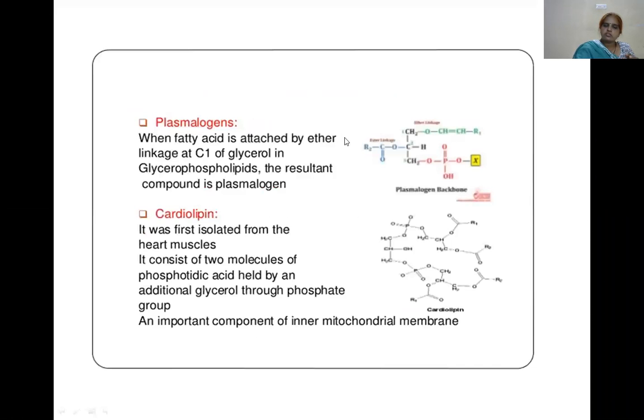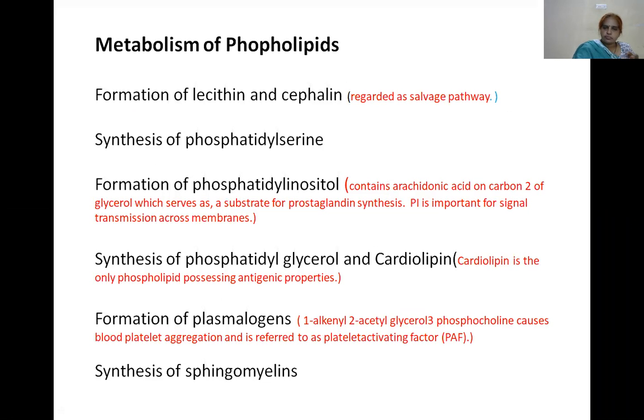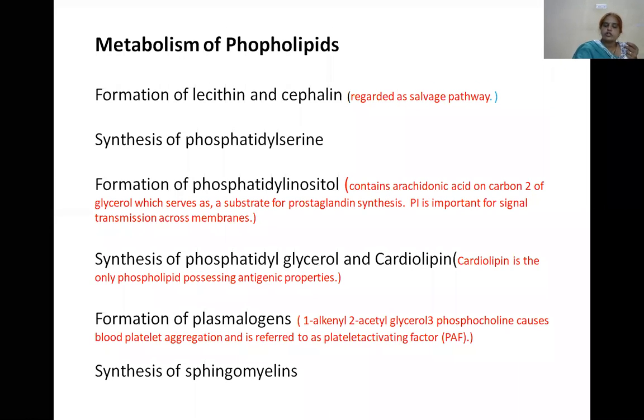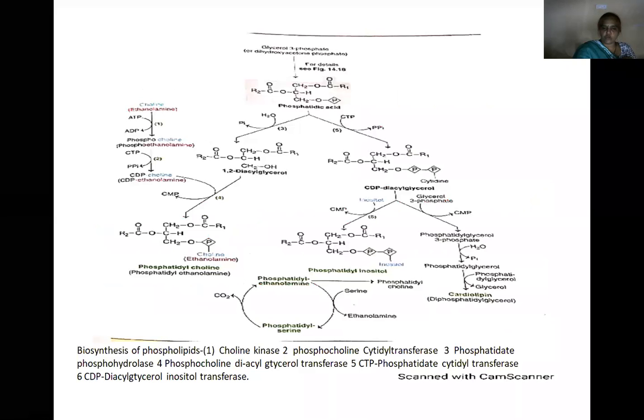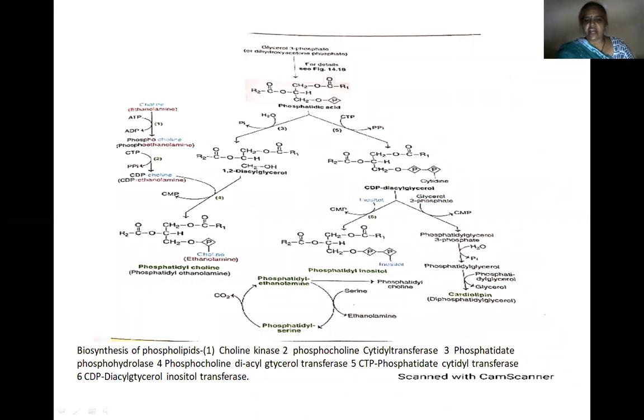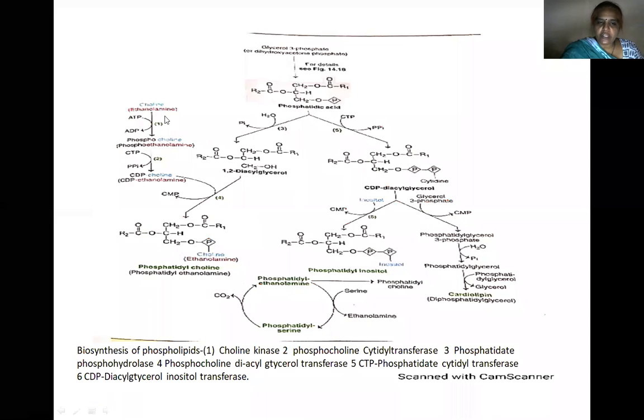Okay, already you know the metabolism of phospholipids, the formation of the phospholipids: involved in the formation of lecithin, involved in the synthesis of phosphatidylserine, involved in the formation of phosphatidylinositol, involved in the synthesis of phosphatidylglycerol and cardiolipin, involved in the formation of the plasmalogens, and involved in the synthesis of the sphingomyelins. See here the main initial products are phosphatidic acid and 1,2-diacylglycerol. These are the initial products for the synthesis of the phospholipids. But here choline and ethanolamine are the pre-existing phospholipids.